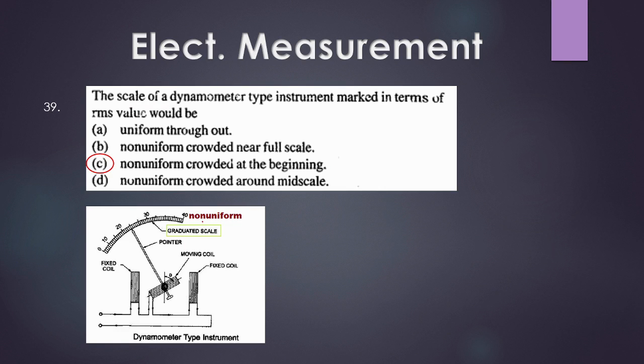You can see in the picture. So it is a typical dynamometer type instrument. You can see 0 to 10, see how much difference is there, and 10 to 20, how much difference is there. So 0 to 10 is this much difference, and 10 to 20 is this much difference. So you can clearly see that it is crowded at the beginning of the scale. So you can say C is the answer.